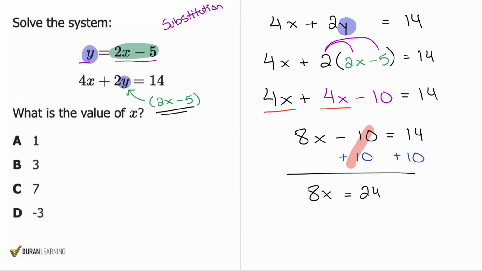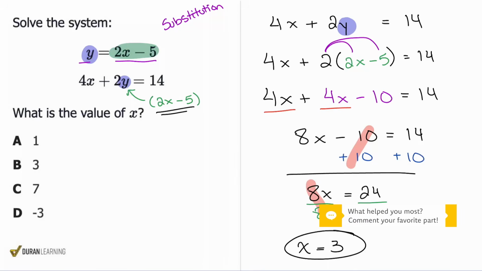And, well, we just have one more step to go. That final step is going to be a division of 8 on both sides. And help me out, everybody. 24 divided by 8. What is that going to give us? Yeah, that's going to be a positive 3. And there we go. X equals positive 3. That's our correct answer, which is answer choice B. You did it.